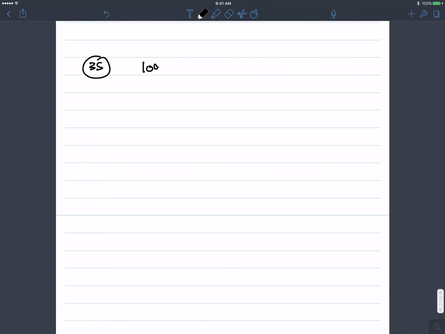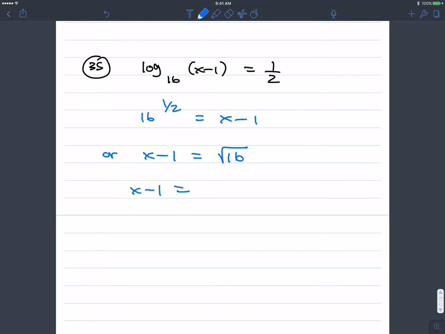35: log base 16 of x minus 1 is 1/2. I won't write down use the definition, but 16 to the 1/2 becomes x minus 1. Or we can say x minus 1 is the square root of 16. X minus 1 will be 4, and if we add 1 to both sides, we find that x is the value 5. Now we solve this log equation.